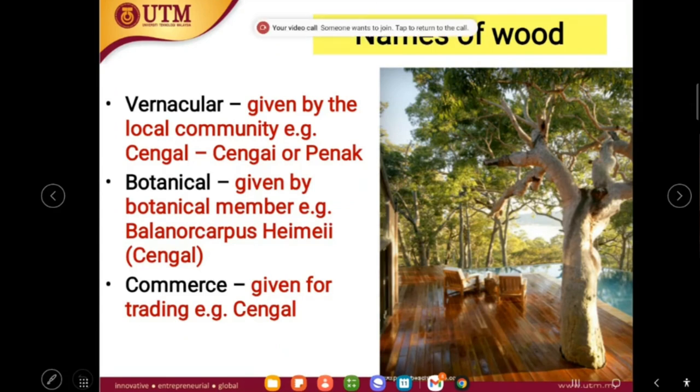Before we proceed, here are some backgrounds or introductions regarding timber. We have to know how the names of the woods come about. Before this, I would like to ask a simple question: in your opinion, what is the difference between wood and timber? Normally we say wood, timber, wood, right? So what is the difference in your opinion?